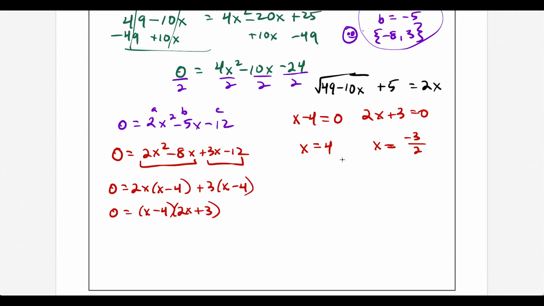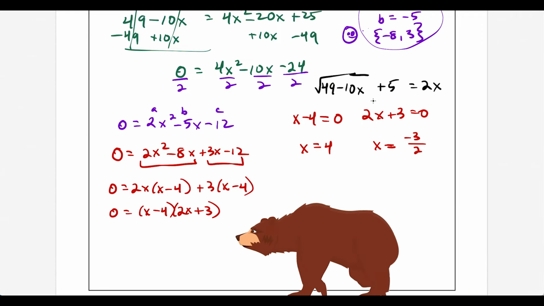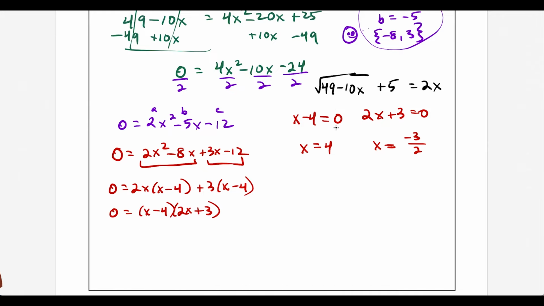But just know, if we stop here, we are stepping into a very dangerous bear trap. To get full credit, we have to check our solutions back to the original equation. So let's say I check out x equals 4 first. And that would give us, we would have 49 minus 10 times 4 is 40. And then we're going to tack on plus 5 equals 2 times 4 is equal to 8. And then this is going to give us the square root of 9, which is 3. And 3 plus 5 equals 8 is definitely true. So this is a solution.